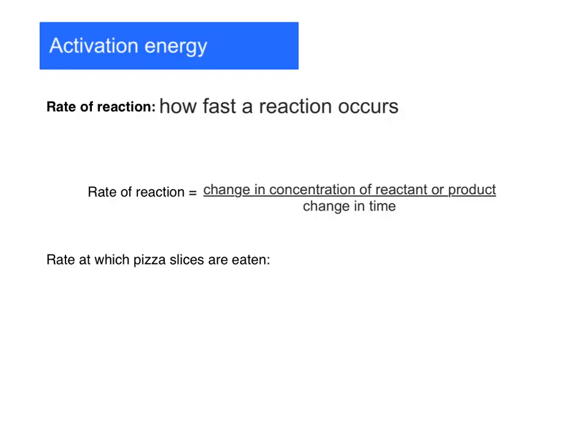So if we start off with a whole pizza at 0 minutes, let's say it has 8 slices, excuse my drawing. Okay, so we have a pizza that has 8 slices at time equals 0.